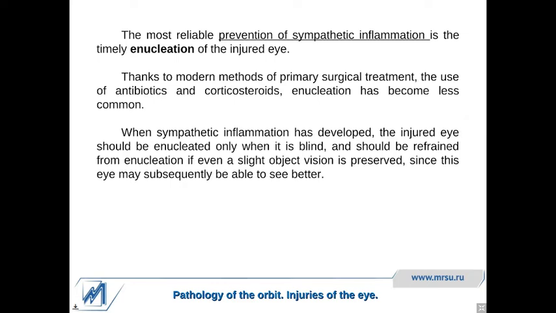When sympathetic inflammation has developed, the injured eye should be enucleated only when it is blind, and one should refrain from enucleation if even slight object vision is preserved, since this eye may subsequently be able to see better. It will be better.